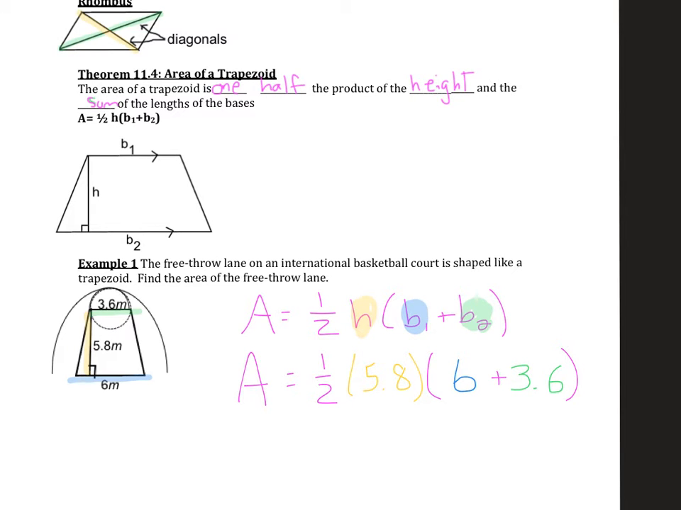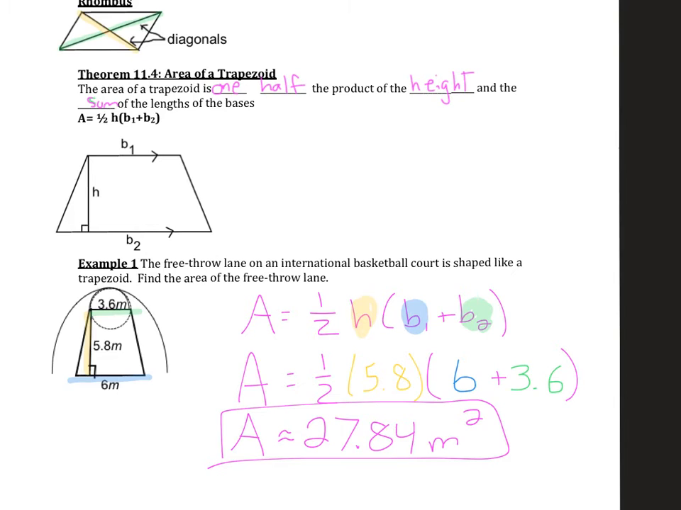So I'm just going to take that entire thing, throw it into the calculator, and we should get approximately an area of 27.84 meters squared, or square meters. I'm actually using a specific unit this time because I was given the unit of meters. Last time we just used unit squared because we were not given specific units.